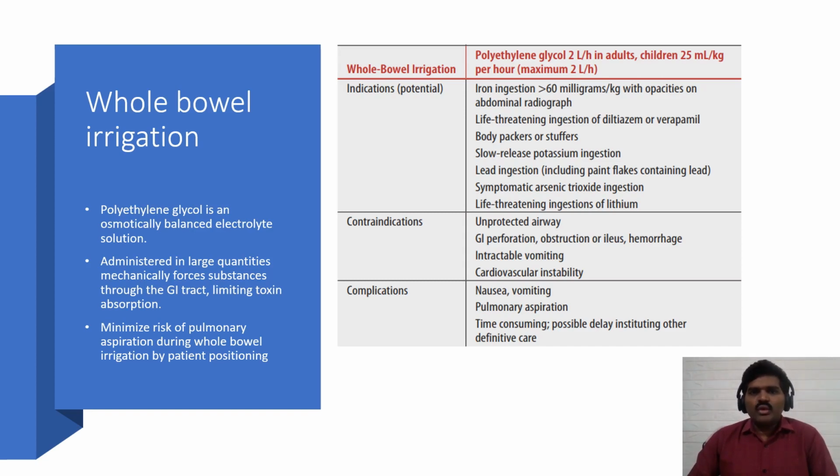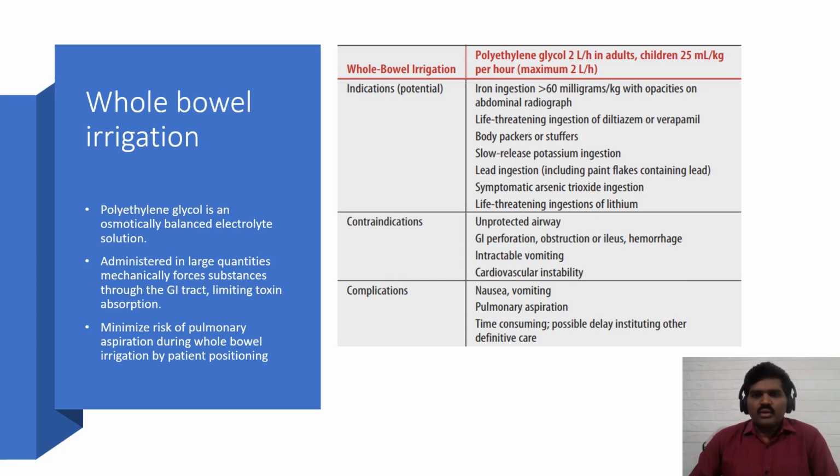Indications for whole bowel irrigation: iron ingestion greater than 60 milligrams per kg with opacities on abdominal radiograph, life-threatening ingestion of diltiazem or verapamil, body packers or stuffers, slow release potassium ingestion, lead ingestion including paint chips containing lead, symptomatic arsenic trioxide ingestion, and life-threatening ingestions of lithium.